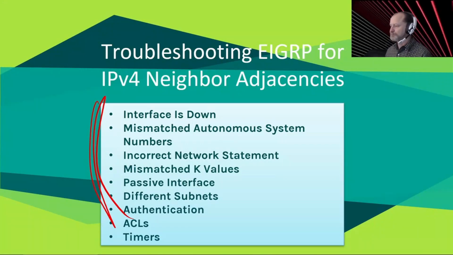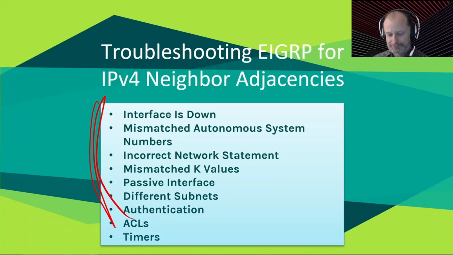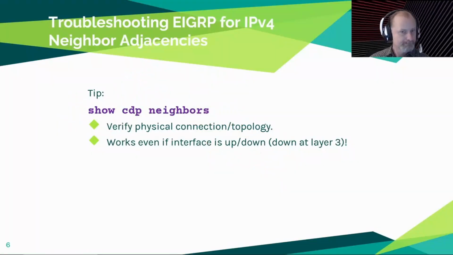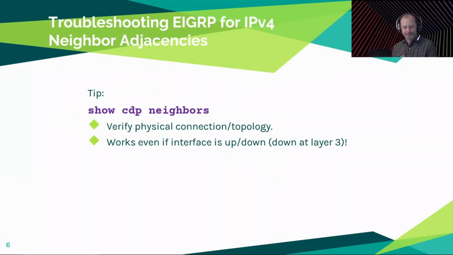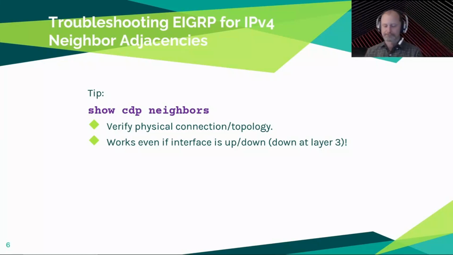So going back to that last slide. Basically CDP neighbor is going to give you the default information, the device, the MAC address, but it's not going to give you an IP address at that point.